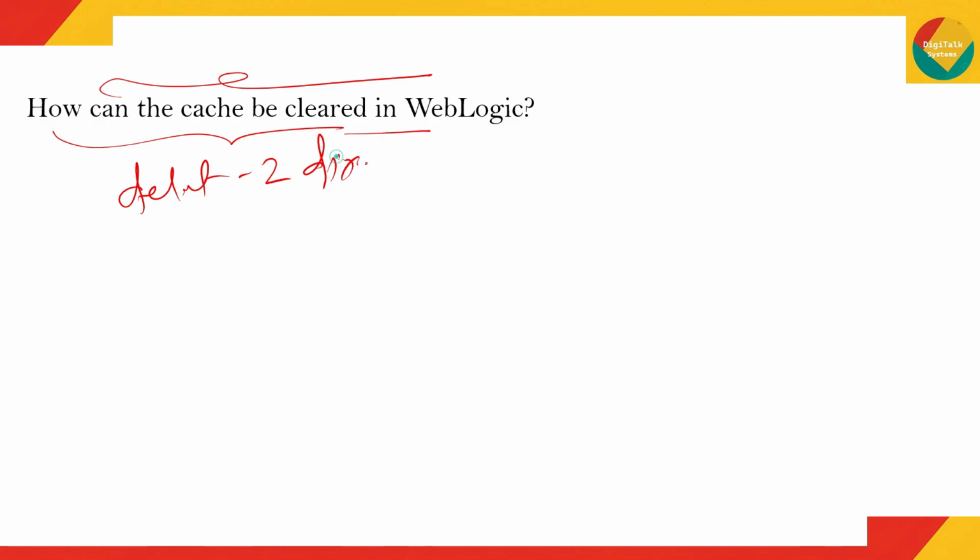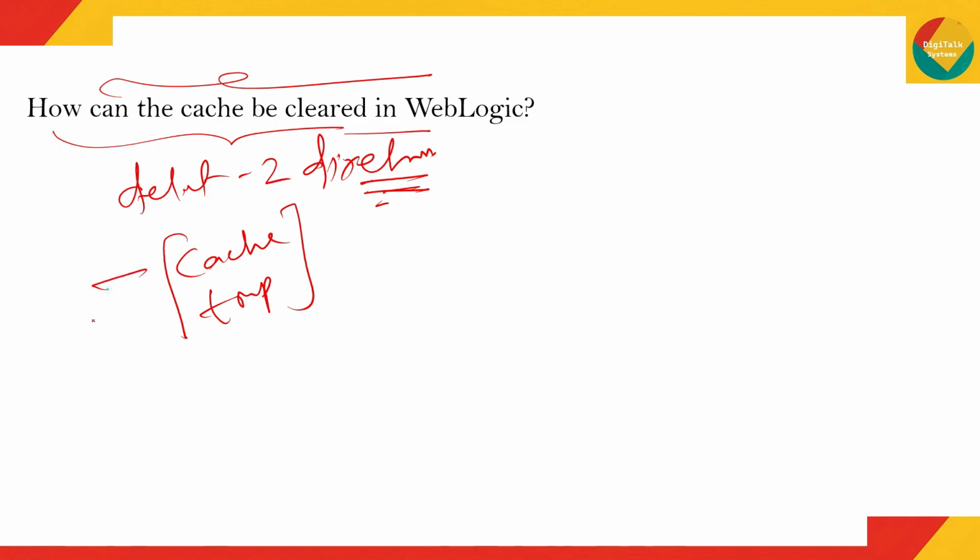two directories to clear the cache before starting the servers. And the directory names are cache and tmp. These are the two directories, cache and tmp, that we delete to clear the cache for each and every server. So cache and tmp are applicable for each server, like the admin server and each and every managed server as well.